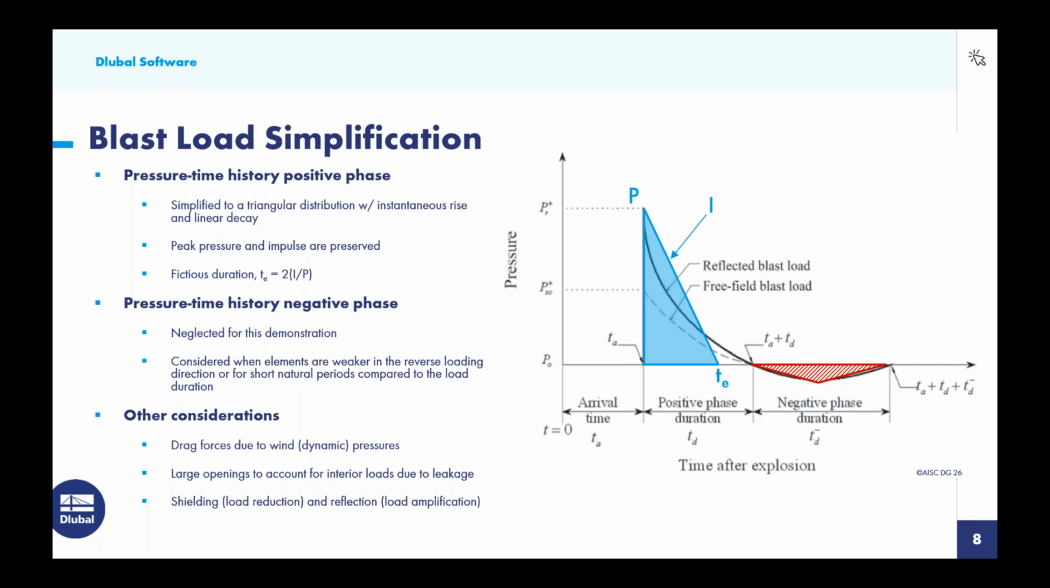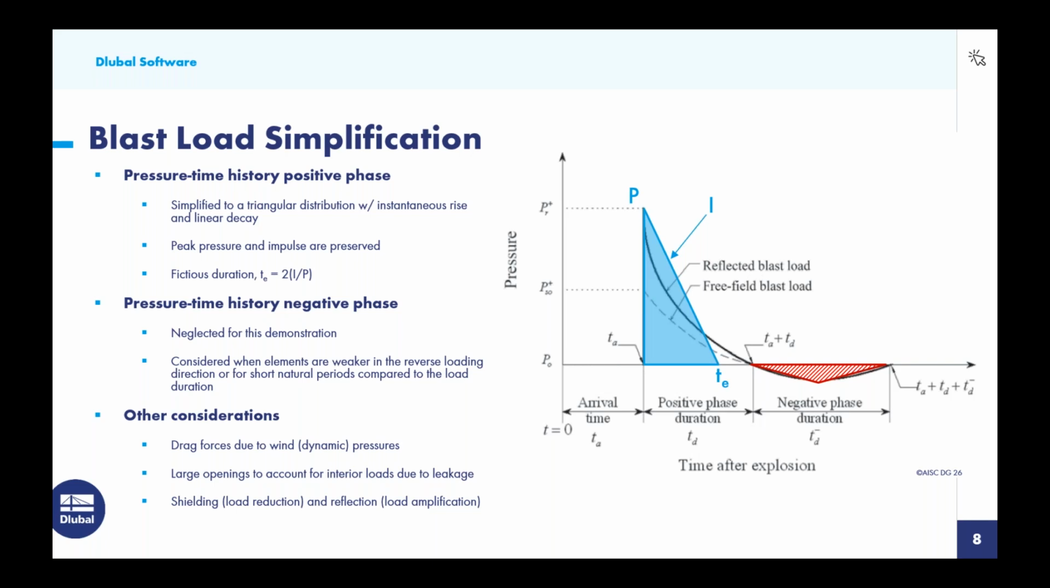Now, some other considerations that we will not be taking into account today include the drag forces due to wind or dynamic pressures. Do we have a large wind load following up along with this blast wave as well? Both the Design Guide 26, the UFC document, and many others, I'm sure, give consideration to these drag forces. Do we have large openings to account for the interior loads due to leakage?